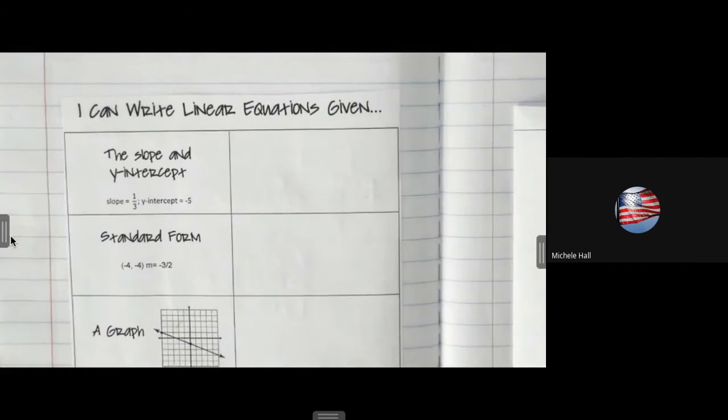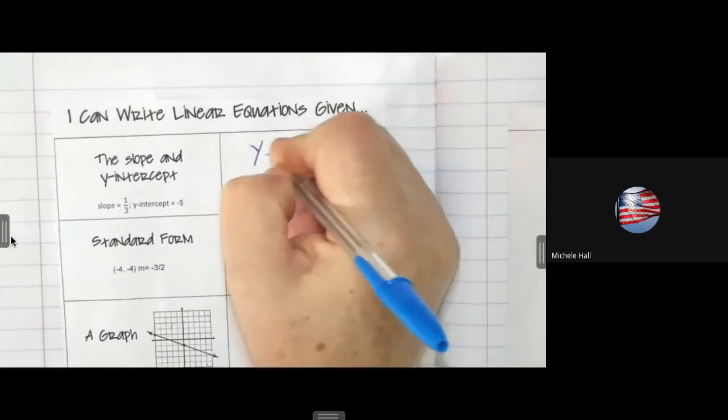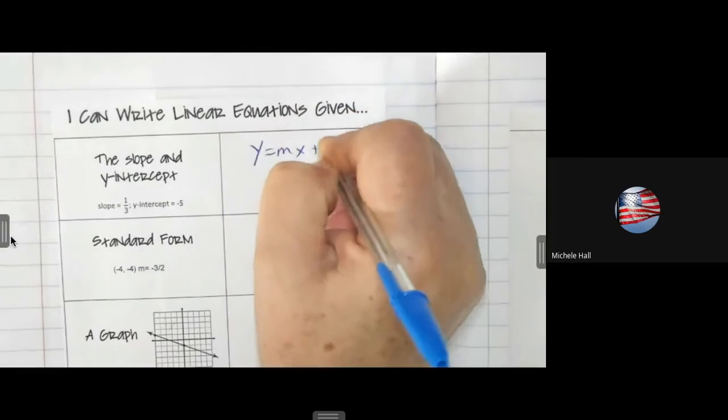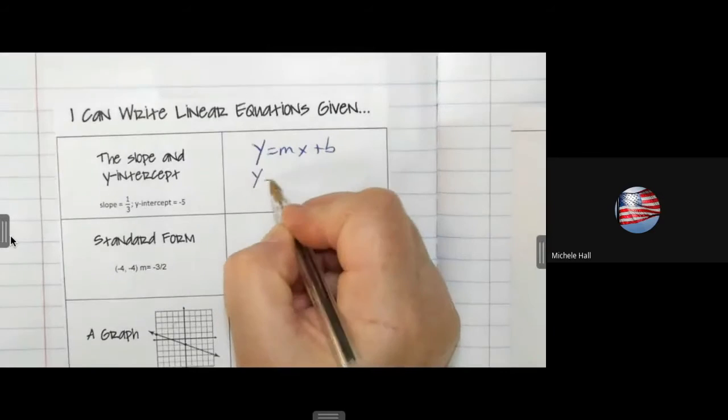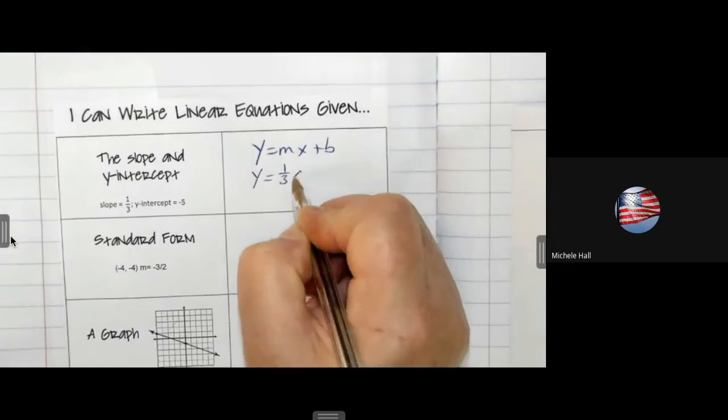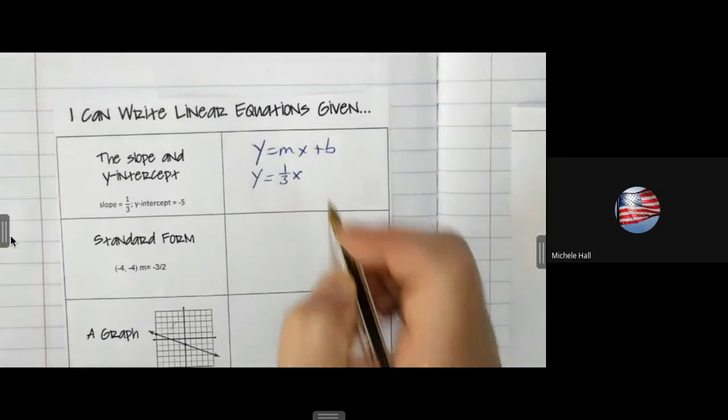Can you write an equation given slope and y-intercept? Slope and intercept. I wonder which formula I would use. Bailey, you got one? What do you got? So we're thinking of slope-intercept form. y equals mx plus b.